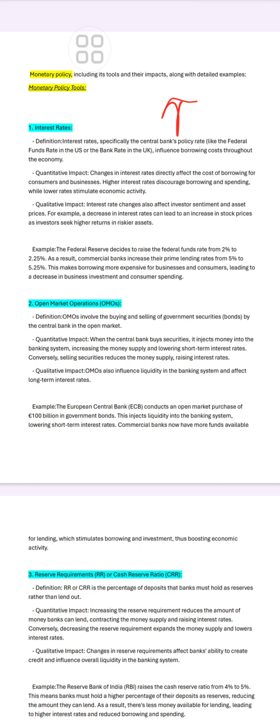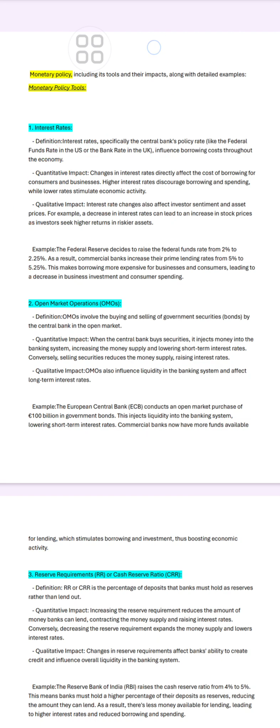For example, a decrease in interest rate will lead to an increase in stock prices. Say the Federal Reserve decides to raise the federal funds rate from 2% to 2.5%. So what will happen? The commercial banks will increase their prime lending rate from 5% to 5.2%, and this makes borrowing more expensive. As I stated, a higher interest rate discourages borrowing and spending. It's happening here also. So we have to understand the context.